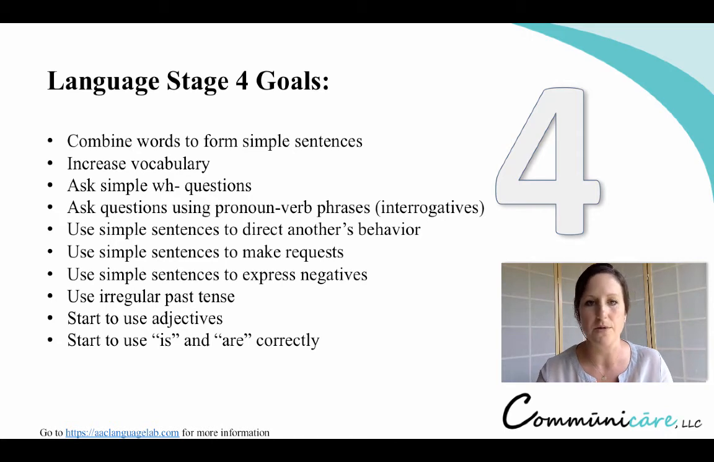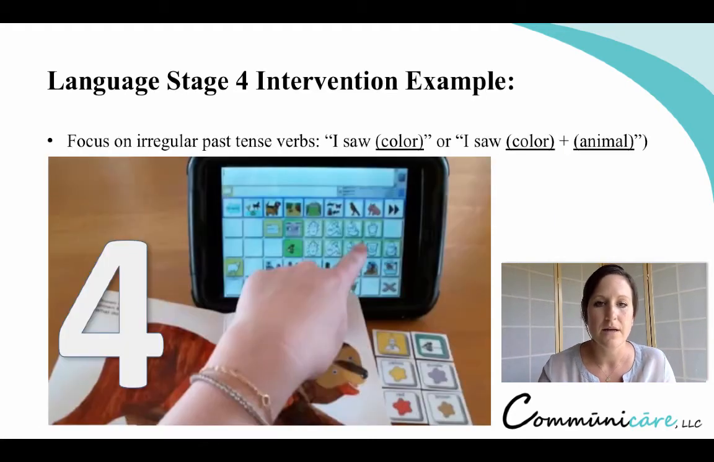So the same thing, using that kind of language level for a variety of communicative purposes. Irregular past tense, using adjectives, using is and are correctly. So really just better refined output. So let's see the same kind of activity, but now adapted for someone at stage 4. So now we're going to be focusing in on the past tense. I saw, involving color and animals, so really upping the ante in terms of the complexity of the work being done.